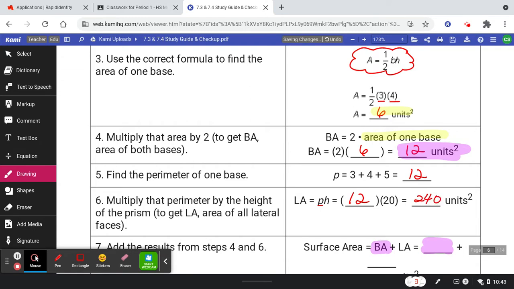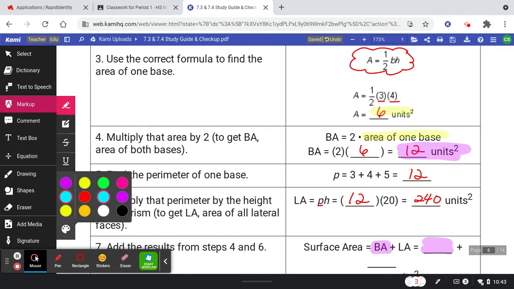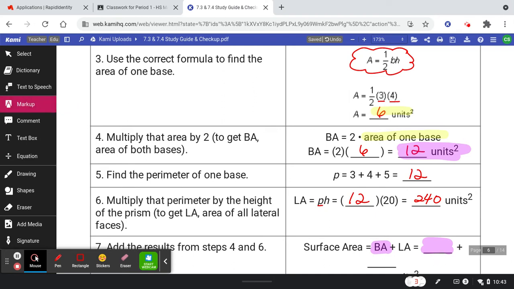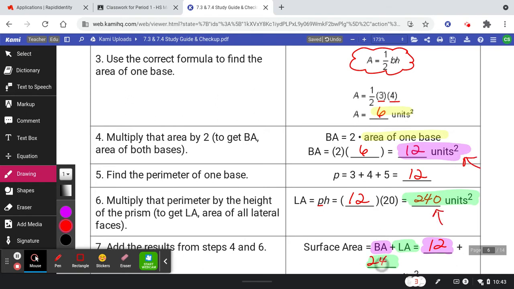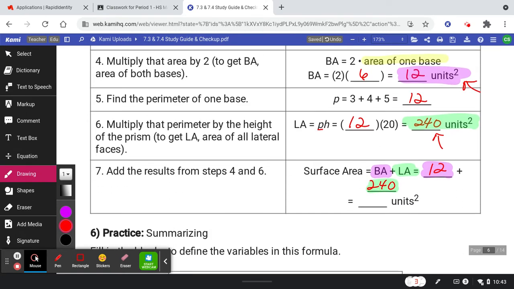This is our lateral area. So this number here is going to plug in for the lateral area. So here we go plugging in the numbers we just got above. It's 12 for the base area from right here, and it's 240 for the lateral area. 240 plus 12 is my answer of 252 units squared. Why is it units squared? Because surface area is a type of area. So we are going to square all these units as well for our answers.